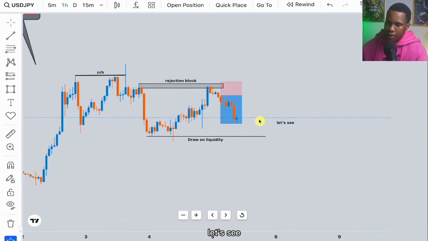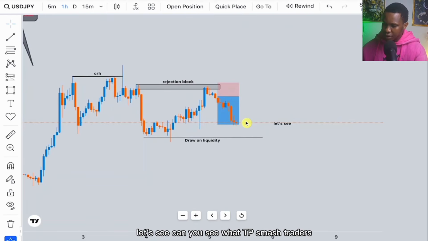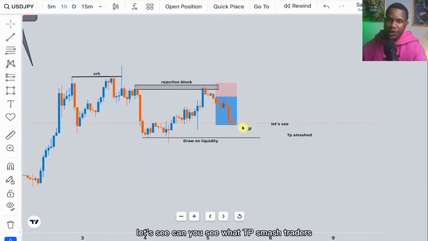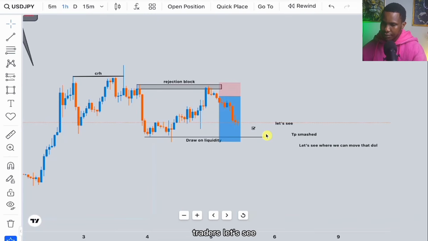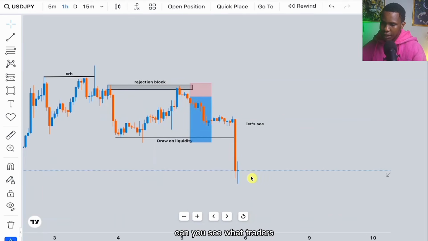Let's see. Can you see what? TP smash, traders. Let's see whether we can head to this draw on liquidity, traders. Let's see. Can you see what, traders? Displaces to the downside, traders.